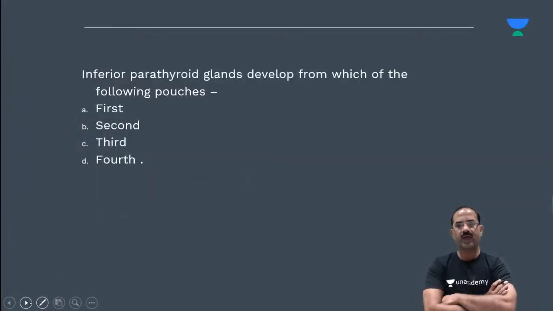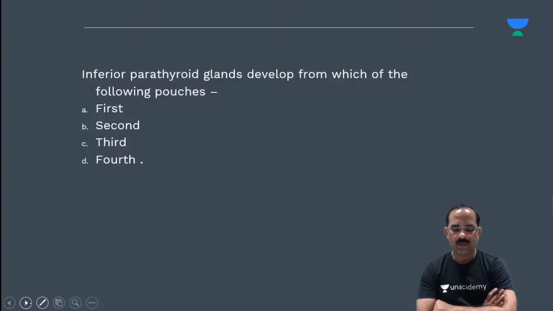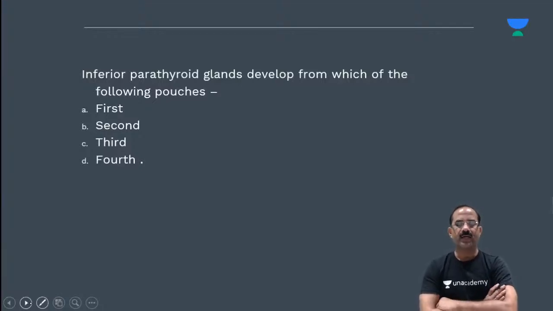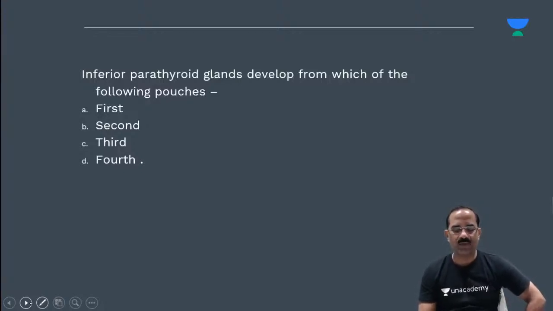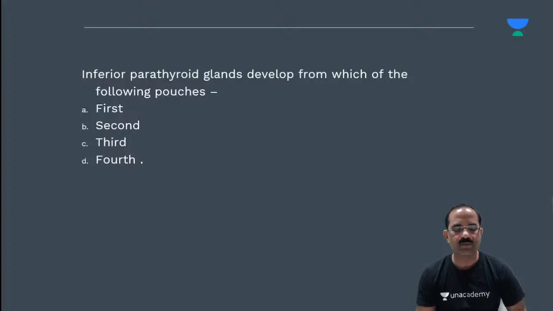Answer this. Inferior parathyroids develop from which of the following pouches? Yes, answer this. Anyone? You can answer. I'm looking at the screen. Even if it is wrong, it's okay. Please answer. Inferior parathyroids are developed from which of the following pouches? It's the third pharyngeal pouch.